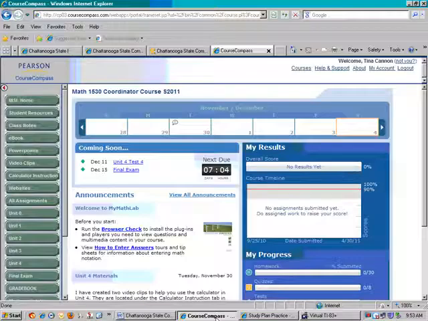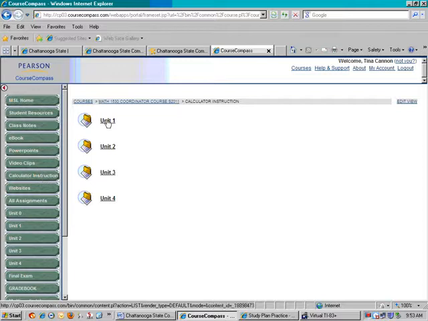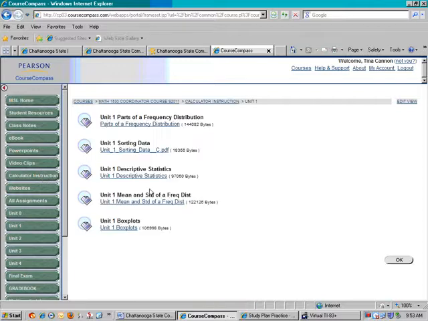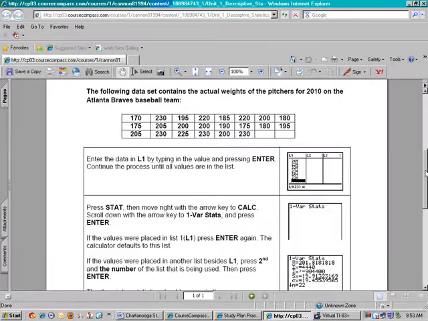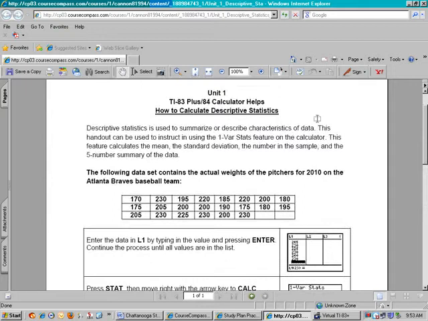We're going to take our course compass site, and in this particular problem, I'm going to use a handout that's located in Calculator Instruction. We are in Unit 1, and we're going to look at descriptive statistics. So this is a handout that we will be using. In this problem, we are given a list of weights for pitchers on the Atlanta Braves ball team, and we want to use the data to calculate our different statistics.